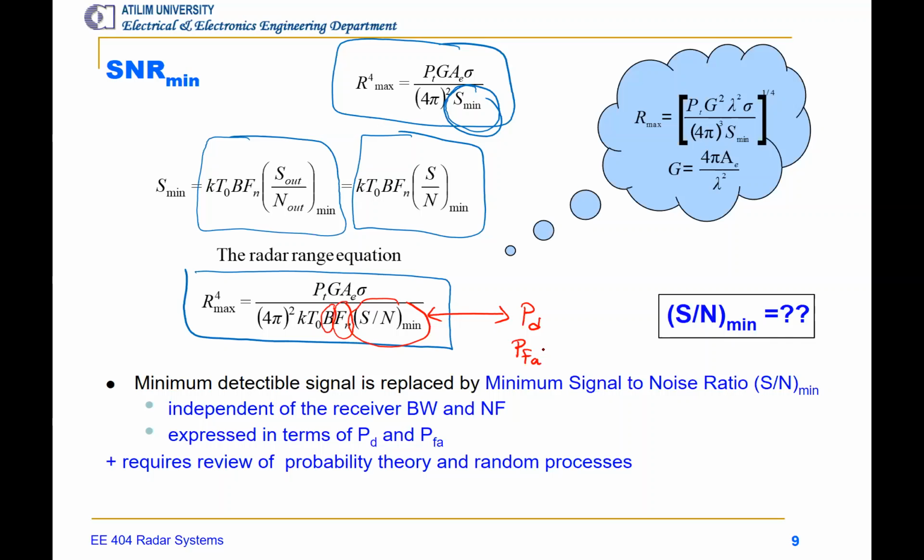Okay, so we talk about probability of detection and probability of false alarm, and then relate these two parameters with the SNR, minimum SNR. So in the next slides we'll be studying this.